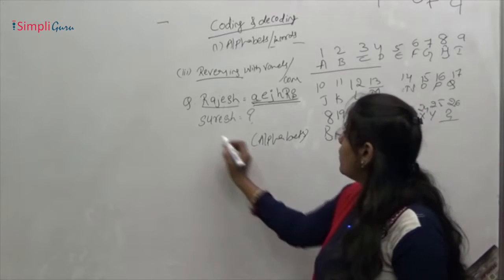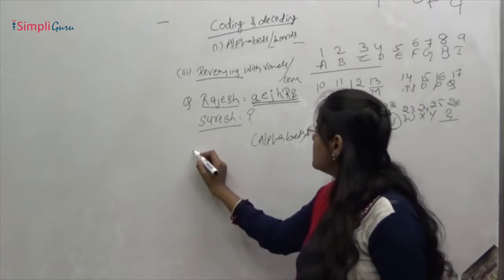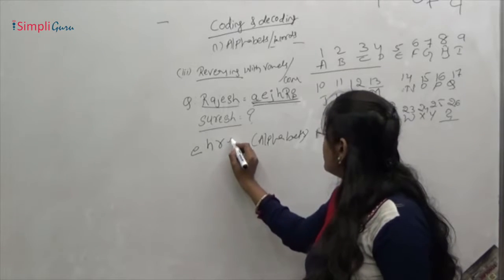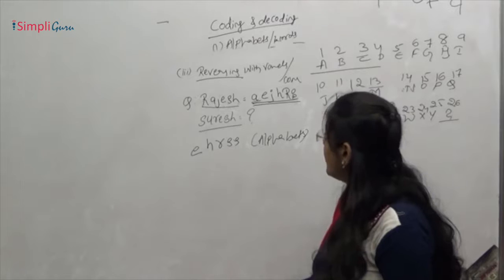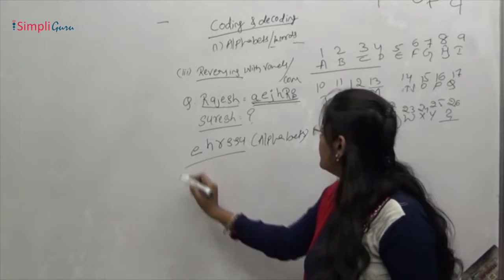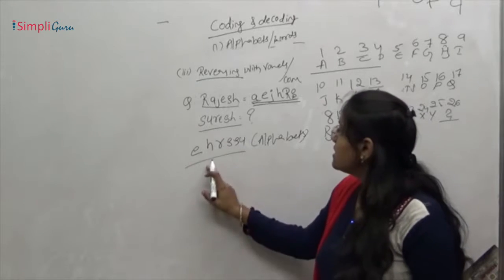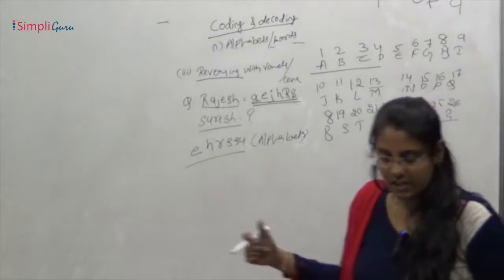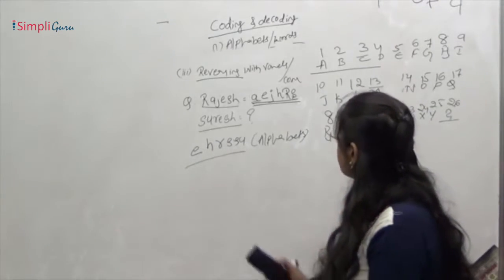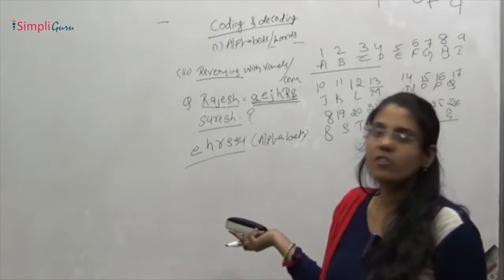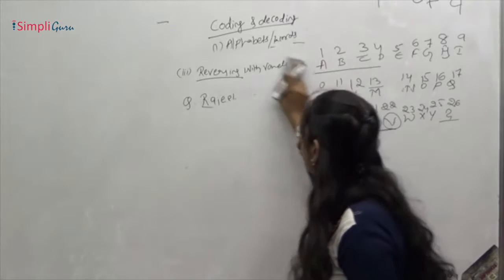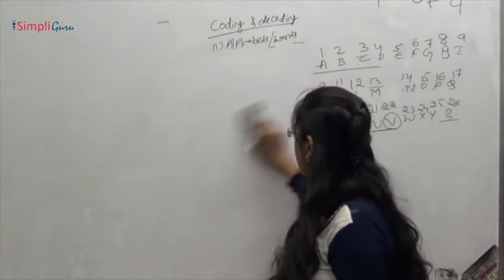Now how can we write Suresh? First E will come, after that H, R, S, S, right? And lastly U will be there in the question. So this is how we have to code Suresh. Remember this one: it seems different, but nothing else is there, they are writing in accordance with the alphabetical ordering.